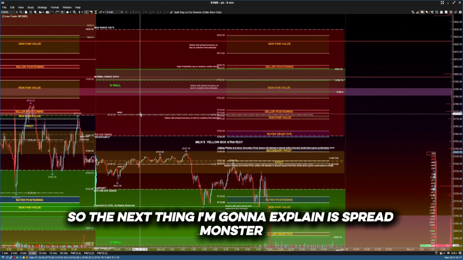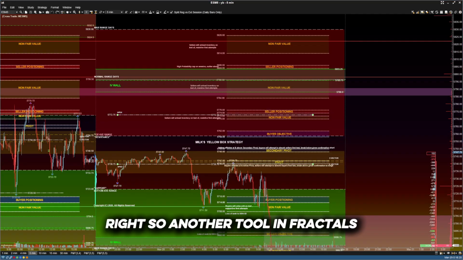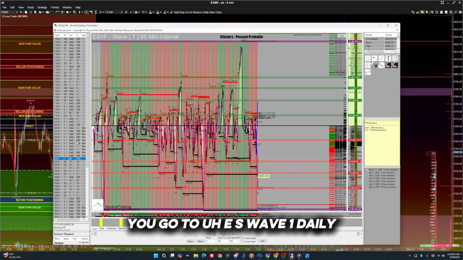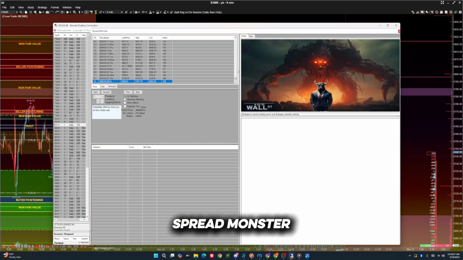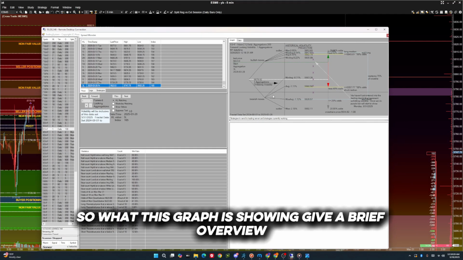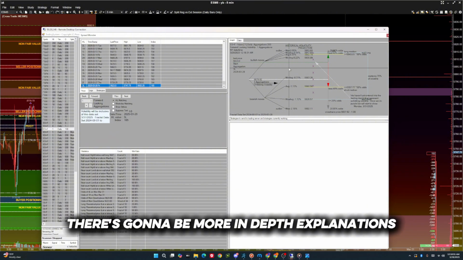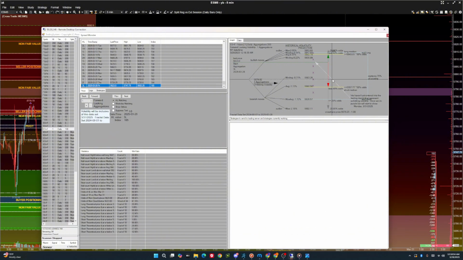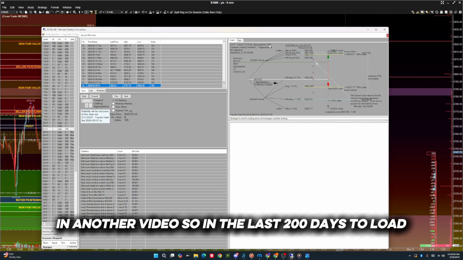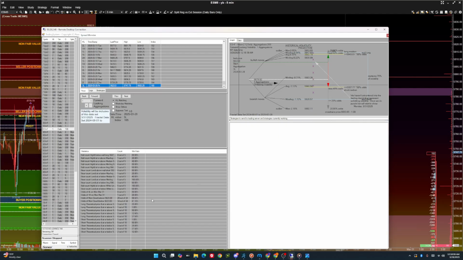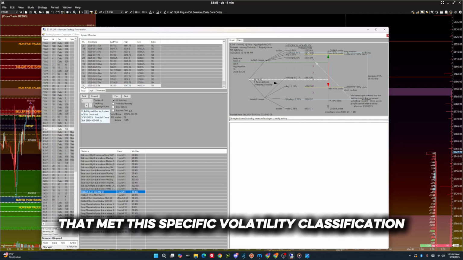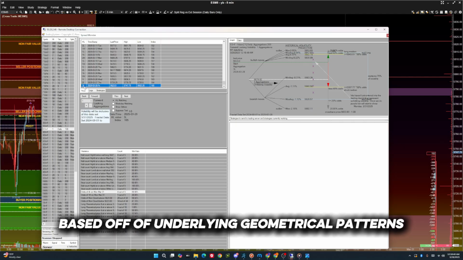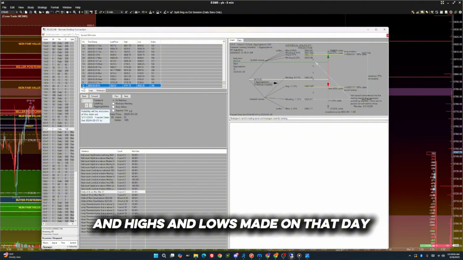So the next thing I'm going to explain is Spread Monster, right? Another tool in Fractals: you go to ES, wave 1 daily, Spread Monster. So what this graph is showing, I'll give a brief overview. There are going to be more in-depth explanations in another video. In the last 200 days to load, we only had 5 occurrences that met this specific volatility classification, based off of underlying geometrical patterns and highs and lows made on that day.